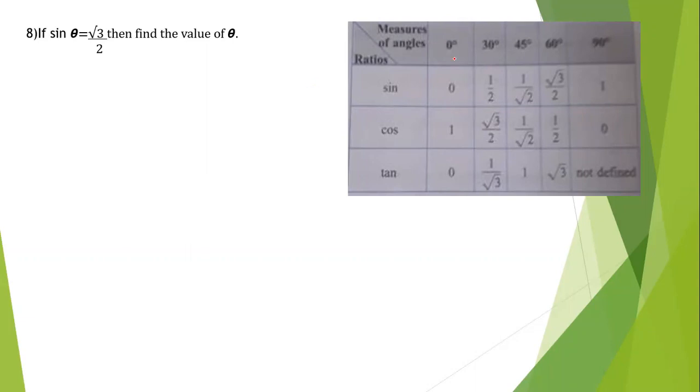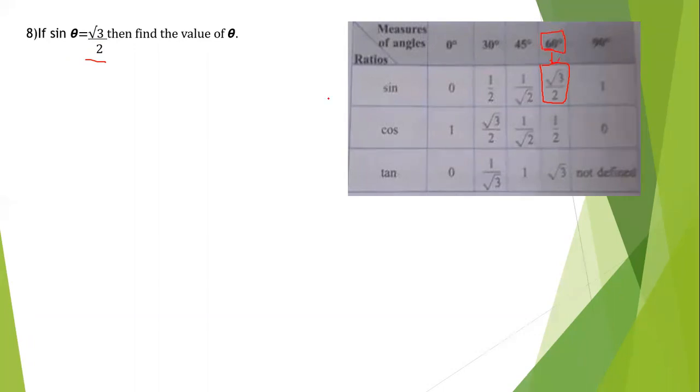Sine 0 degree value is given as 0. Sine 30 degree value is given as 1 upon 2. Sine 45 degree value is given as 1 upon root 2. Sine 60 degree value is given as root 3 upon 2, right? So here also, if you see carefully, they have given sine and they have given the value as root 3 upon 2. So what will be the value of theta? It will be 60 degree, right?